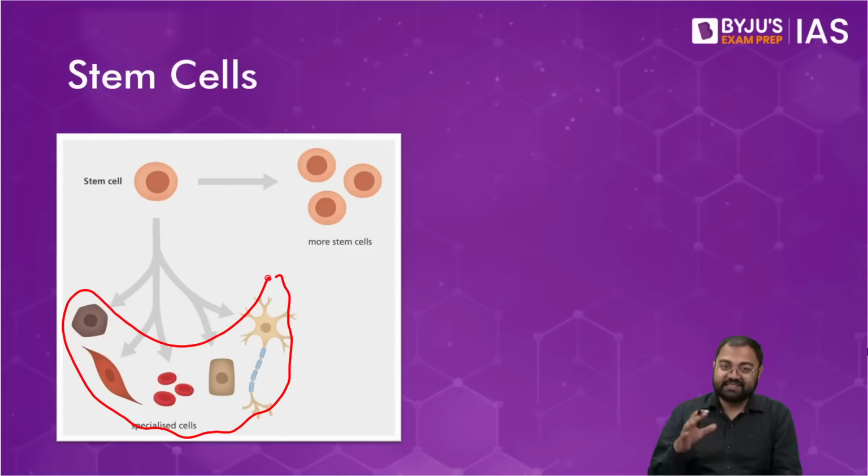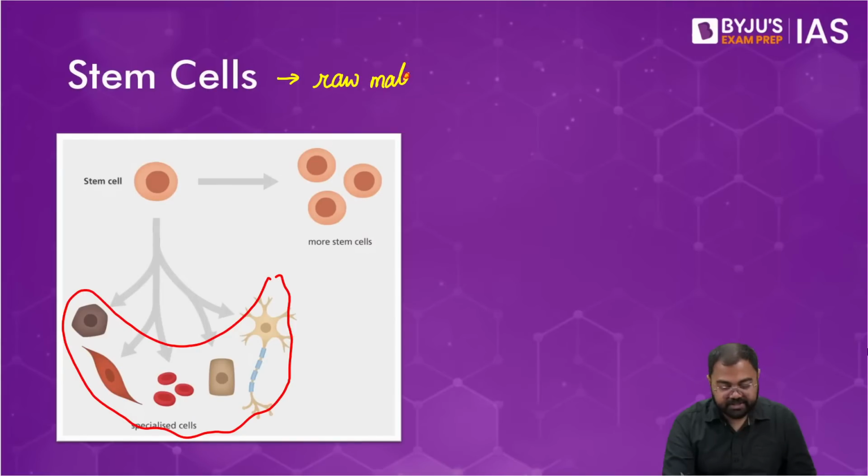Now, when we say stem cells are undifferentiated, unspecialized cells, it means that these are cells which do not have a specific function in the body, but they are the origin of each and every cell in our body. Each and every cell in our body basically comes from stem cells. So you can say that in a manner, they are the raw material for every specialized cell in our body.